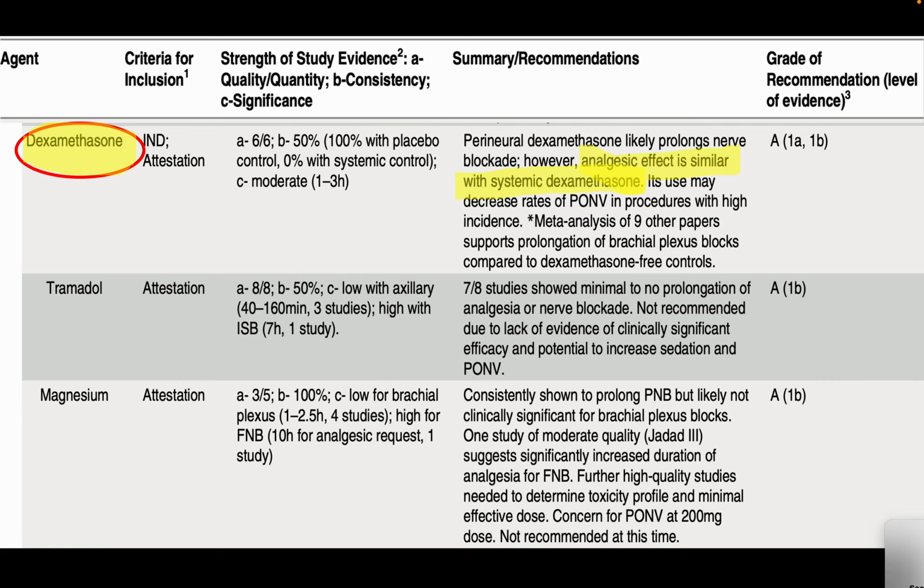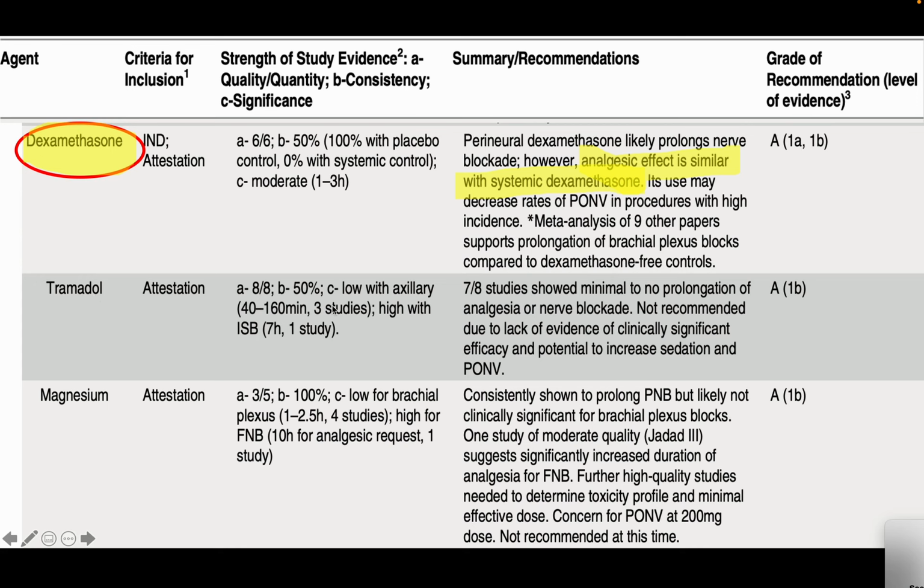Next one, dexamethasone. This is the most common additive that we use. We use about 4 milligrams per block, but the dose is not really established. Maybe as low as 1 milligram is enough, or maybe even better than 4. Future studies will show. And it definitely prolongs the effect. But there's a controversy: is this analgesic effect similar to systemic dexamethasone? But because the risk is so minimal and we have preservative-free dexamethasone, we add it to our nerve blocks.